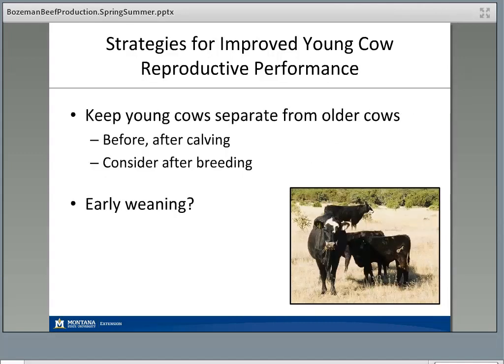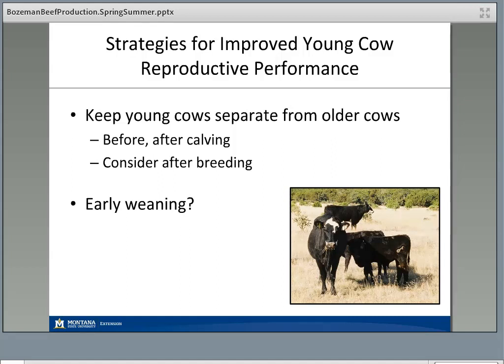I'm also a fan of the idea of keeping young cows separate from older cows in management groups when it's possible, both before and after calving if you have the room to do it. Another thing that I think is important to consider might be after the breeding season, after you've pulled bulls, if you have a way to sort your first calf heifer pairs off and put them into a fresh pasture, that can really make some good improvements in cow condition and weight as well as calf weight.